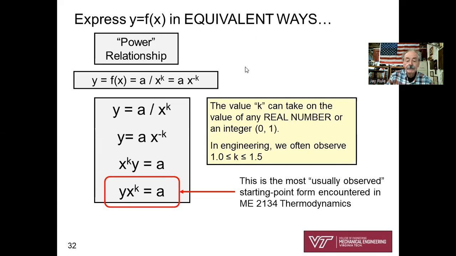Okay, so finally, expressing this power function in different ways. All I want to do here is point out that in thermodynamics class, the most usually observed starting point is this expression of the power curve: y times x to the k is equal to a constant A. By far and away, when you're dealing with this power function, this is the format that you normally read it in.